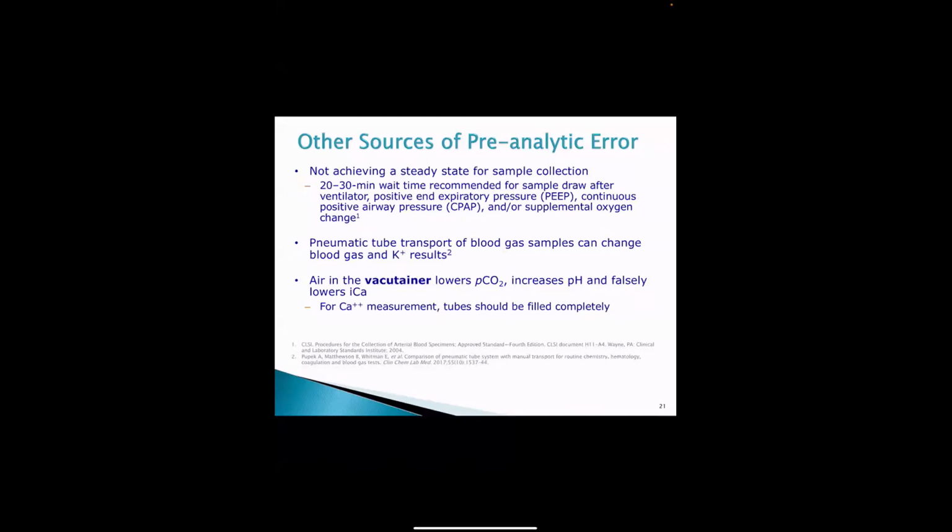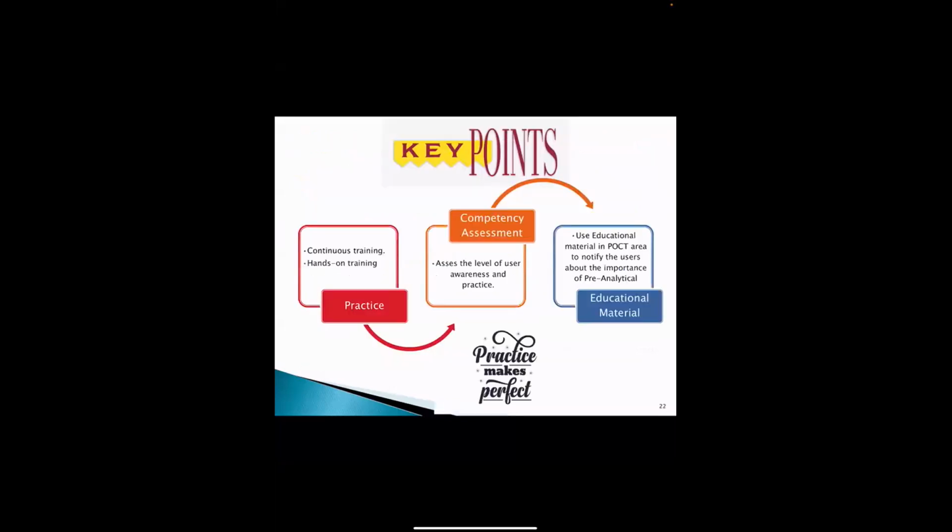And finally, if vacutainers are used for ionized calcium analysis, the tube should be completely filled. Otherwise, the partial pressure of carbon dioxide will decrease, causing the pH to increase, and this yields a false lowering of the ionized calcium. So now you know most of the pre-analytical error in any clinical practice for blood gas sampling.